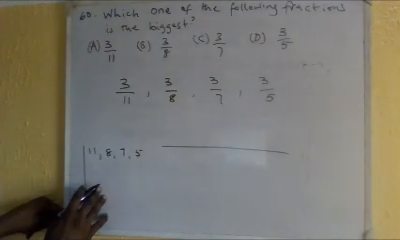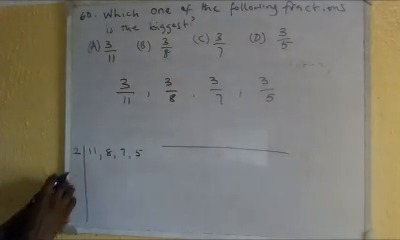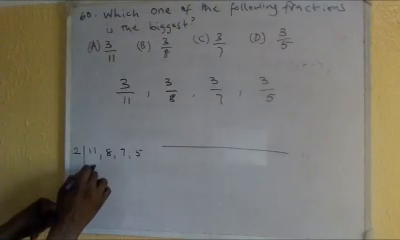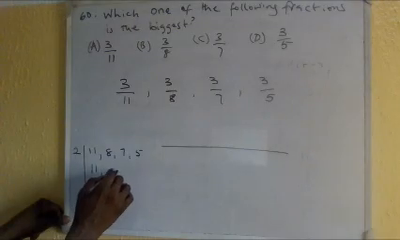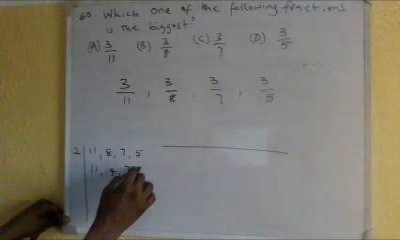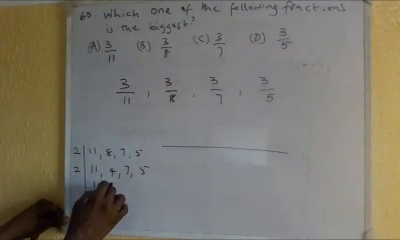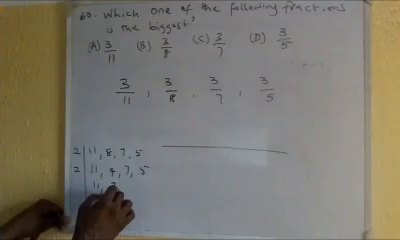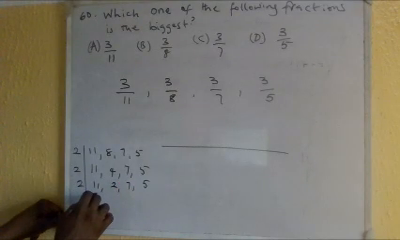I put 2 here. 2 cannot go into 11, but it can go into 8, how many times? 4 times. It cannot go into 7 or 5. 2 cannot go into 11, can go into 4, 2 times. It cannot go into 7 or 5. 2 again cannot go into 11, can go into 2, 1, 7, and 5.